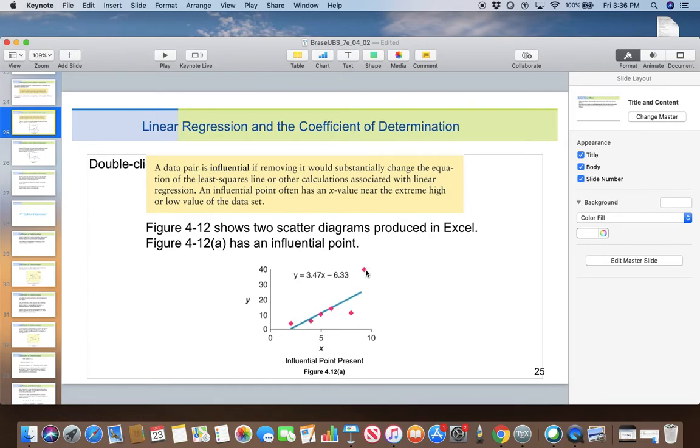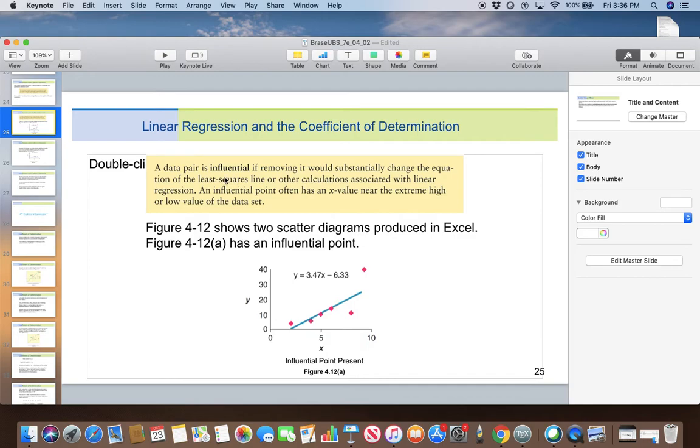So this point is a data pair. Every point is a pair, right? X coordinate, y coordinate. A data pair is influential if removing it would substantially change the equation of the least squares line or other calculations associated with linear regression. An influential point often has an x value near the extreme high or low value. So if the x value is very far away or very low, then that is a potential influential point.